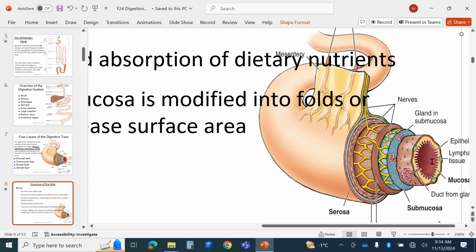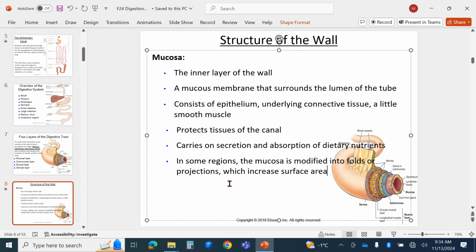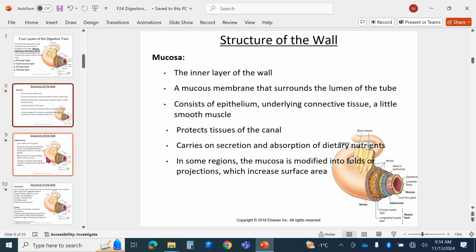The reason is because you'll see these villi in here. The whole idea is about increasing surface area, and surprisingly enough, there's enough surface area in here about the size of a tennis court. So there's lots of room for that Big Mac combo to get absorbed. Okay, that's your mucosa layer.